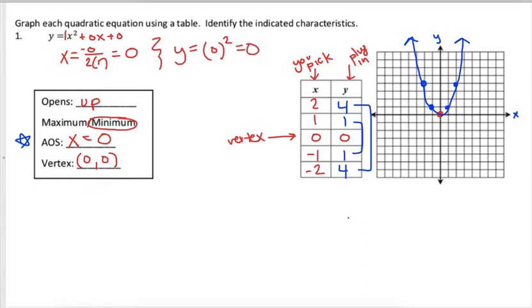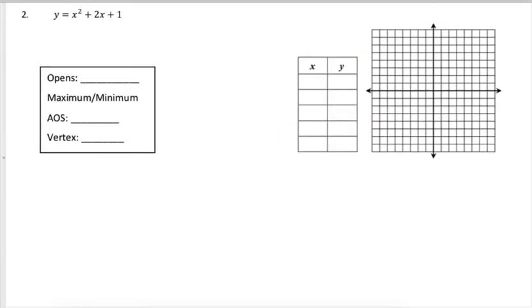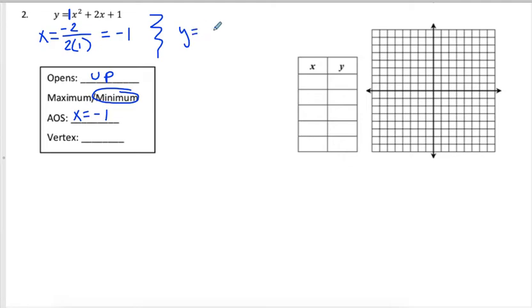All right, so let's see this on another one. Okay, now we have a quadratic that is y equals x squared plus 2x plus 1. I like to put my a in here. I can still see that that's positive, so it's going to open up, giving me a minimum. Axis of symmetry, we need to find x equals opposite of b over 2a. Okay, so -2 divided by 2 is -1. And then plug in. So y is going to equal -1 squared plus 2 times -1 plus 1.